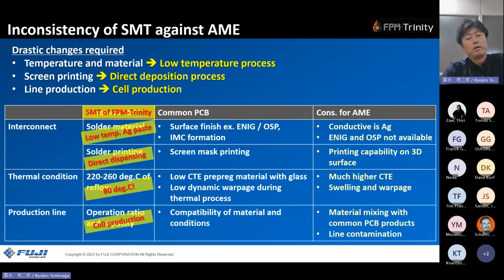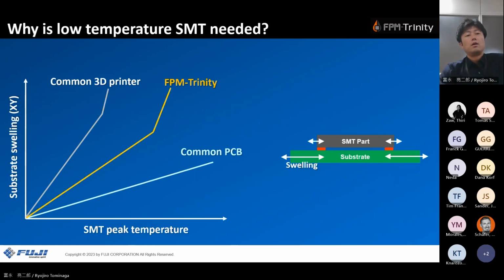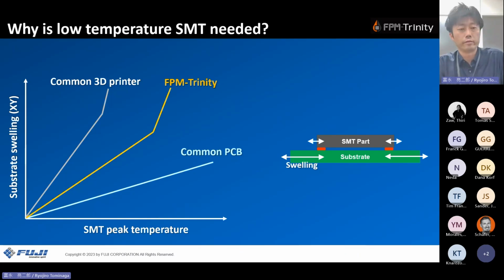This is the change we have. Why do we need to minimize the temperature? This is a graph to show the relationship between the peak temperature of the SMT and the substrate swelling in the XY axis. In the case of common PCB, CTE and TG are very good, so substrate swelling is very small. But in the case of a common 3D printer, it's just an acrylic material, and it has high CTE and low TG, so the substrate swells a lot.